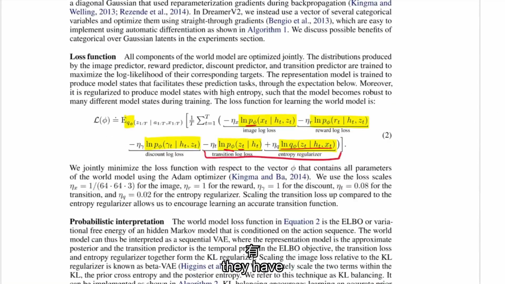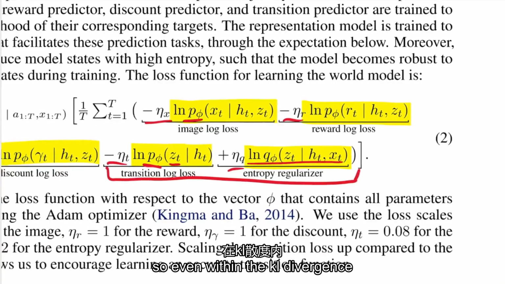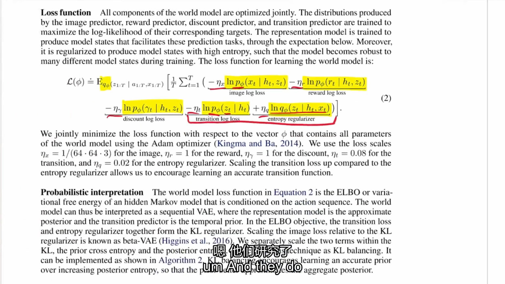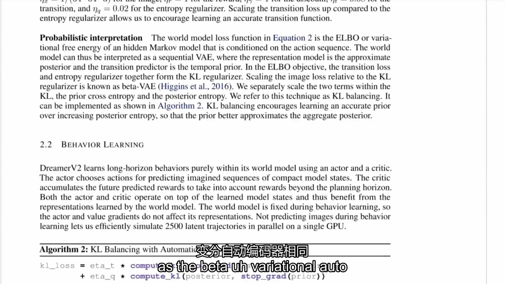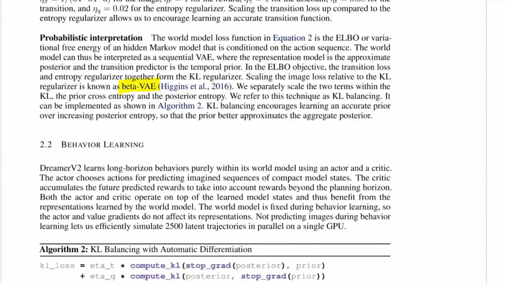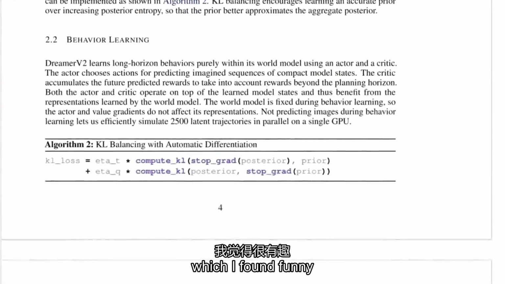You can already see they have a massive amount of hyperparameters, right? Like here's one, here's one, here's one, here's one, here's one. So even within the KL divergence, they have one hyperparameter for the KL divergence and one to trade off the entropy with the transition log loss, with the cross entropy there. And they do ablations and see that it is really important that you're able to make that trade-off. It's the same as the beta variational autoencoder, by the way. It's an entire paper about why you need an additional hyperparameter here. That's the entire paper of beta VAEs, which I found funny, but it seems to be important.